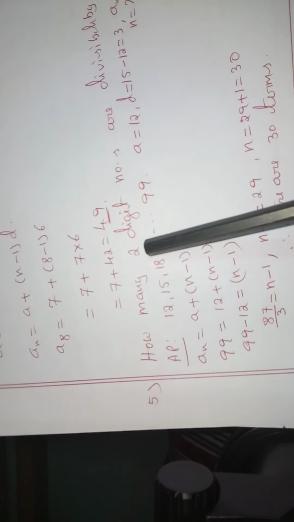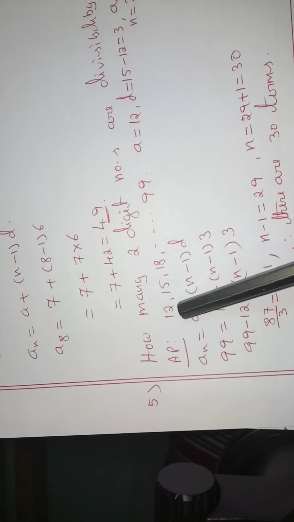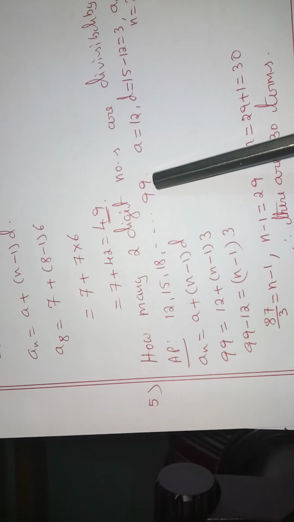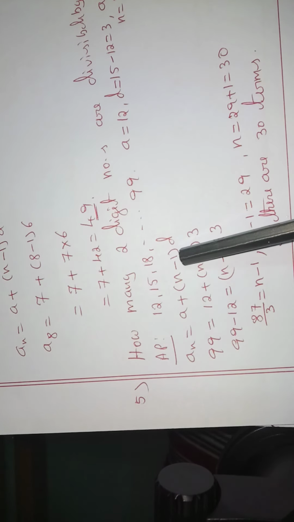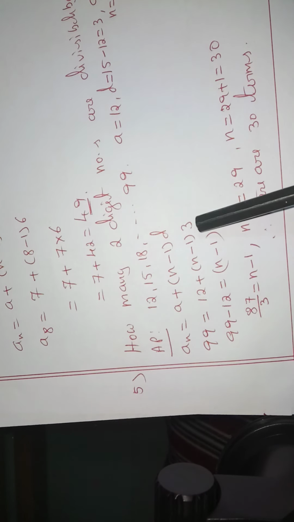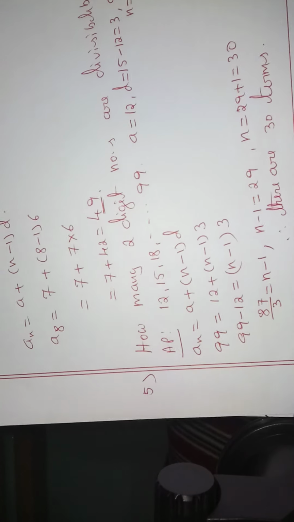Next we did how many 2-digit numbers are divisible by 3. Two-digit numbers start from 12, 15, 18. The last number is 99. An is equal to a plus n minus 1 into d. 99 is equal to 12 plus n minus 1 into 3. If you simplify, we will get 30 terms.